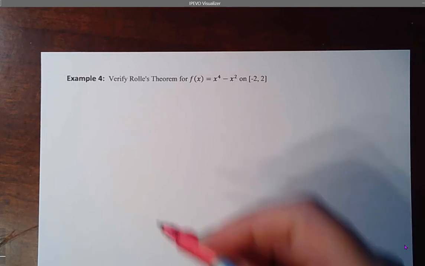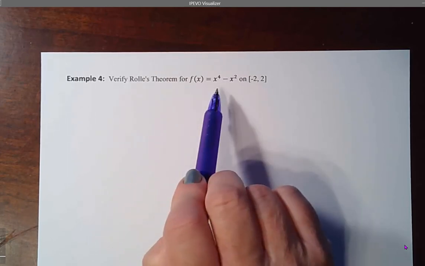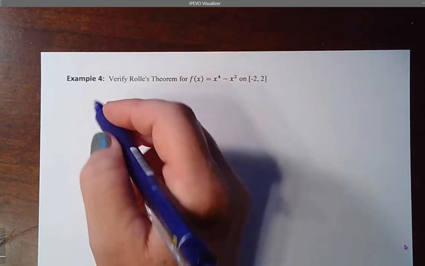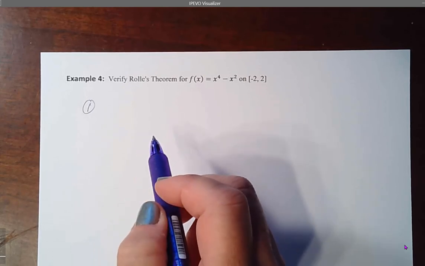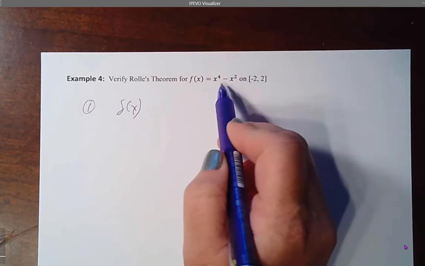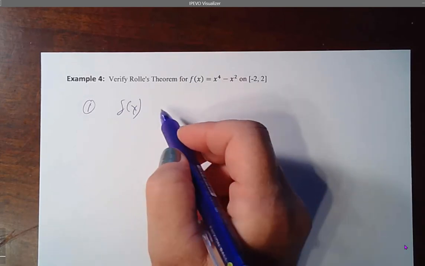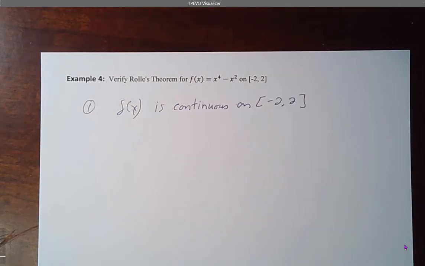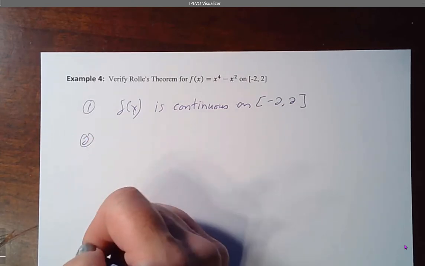And here is a type of problem that you would see in your homework. You may be asked to verify Rolle's theorem for a particular function on a closed interval. So how do we do that? Well, first of all, you need to make sure that all three conditions are met in order to verify Rolle's theorem. Well, f of x, is it continuous on this closed interval? Well, sure, it's a polynomial. Polynomials, by definition, are continuous functions, with a domain of all real numbers. So f of x is continuous on the closed interval, -2 to 2. Second one, is it differentiable on the open interval?